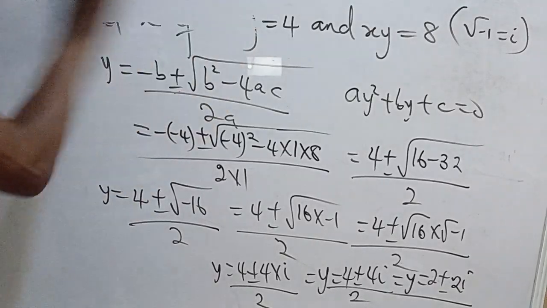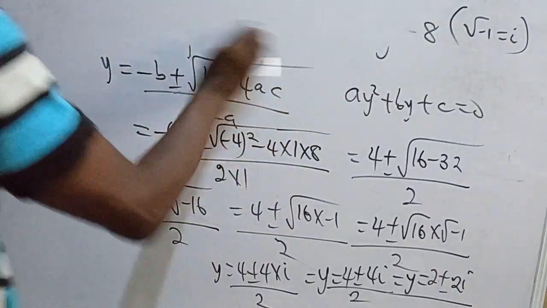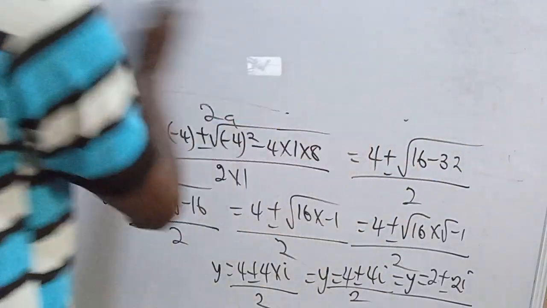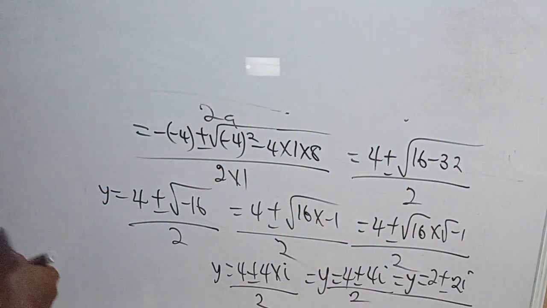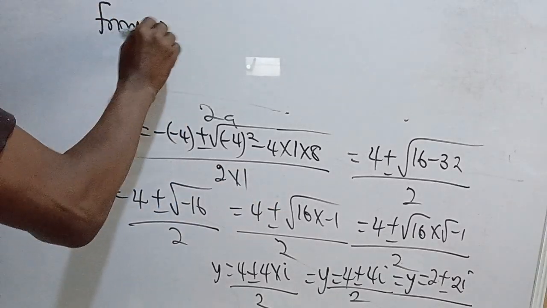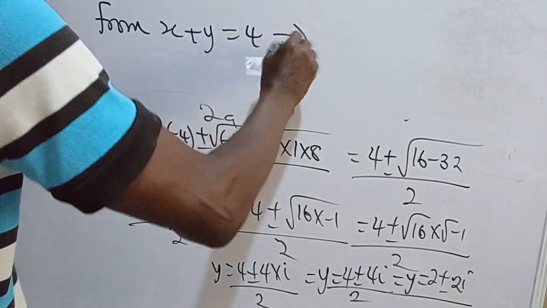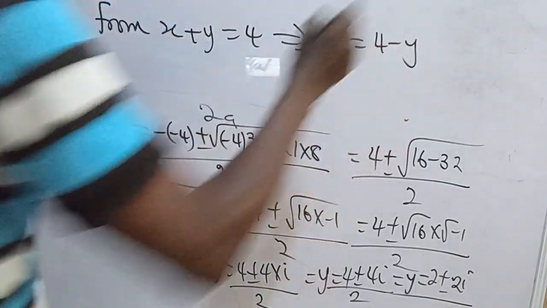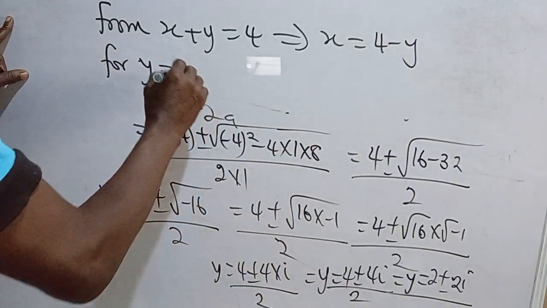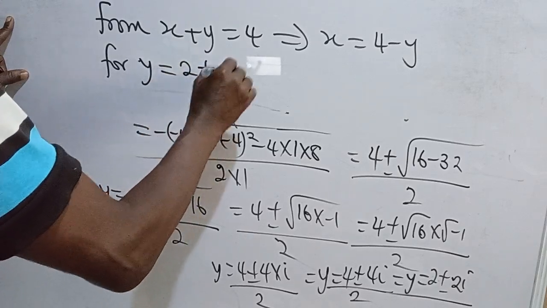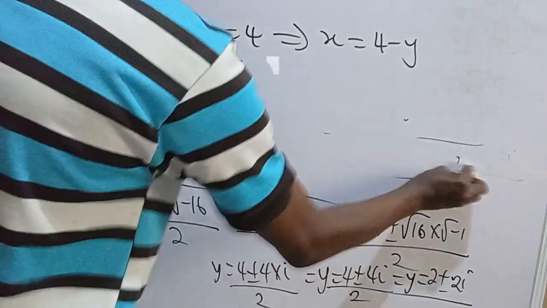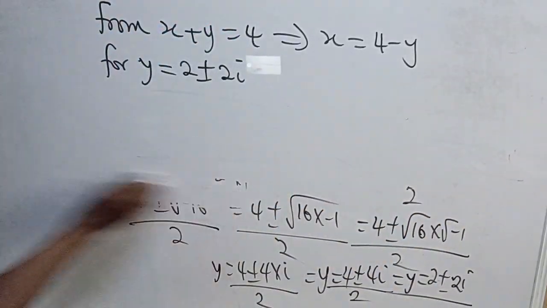Now, what will be the value of x? Don't forget, initially we said x plus y is equal to 4. I hope you can remember that. From x plus y equals 4, that gives us x equals 4 minus y. So for y equals 2 plus or minus 2i, let us find the value of x. We know we have obtained two values of y, because plus or minus means you are going to get two values of y, each of which is a complex number.